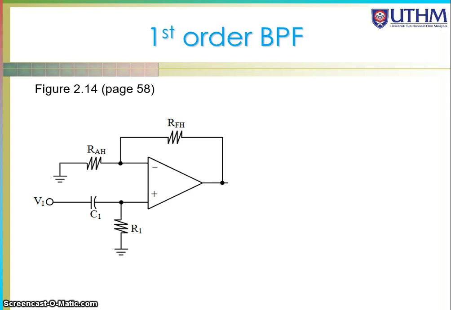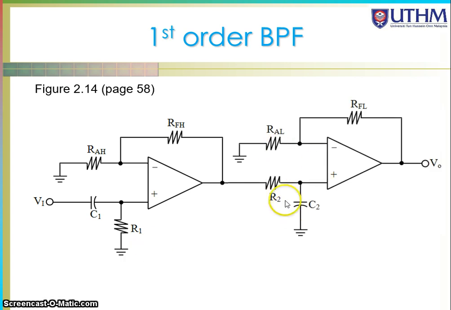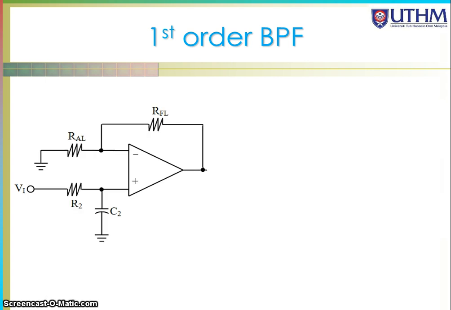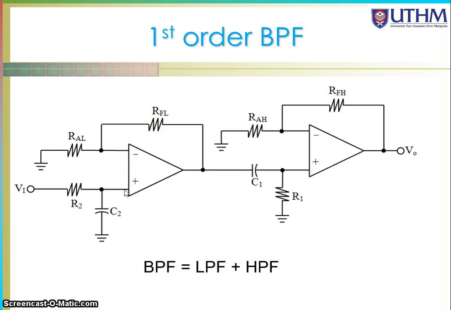For a first order bandpass filter, we can construct the circuit by using a high pass filter right here. R tied to the ground is just a high pass, followed by a low pass right here, C tied to the ground. This is first order because we only have one pair of RC for the high pass filter and another pair of RC for the low pass filter. So we get a bandpass by combining a high pass filter followed by a low pass filter. Or we can start with the low pass first, then followed by the high pass. So we still get a bandpass filter.